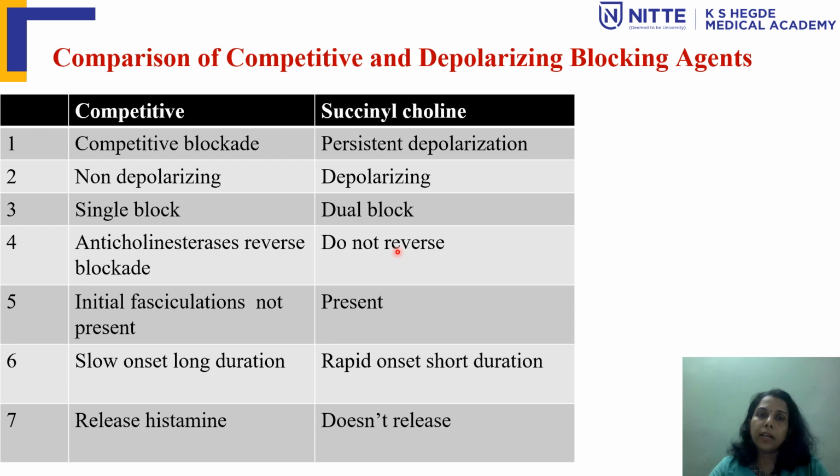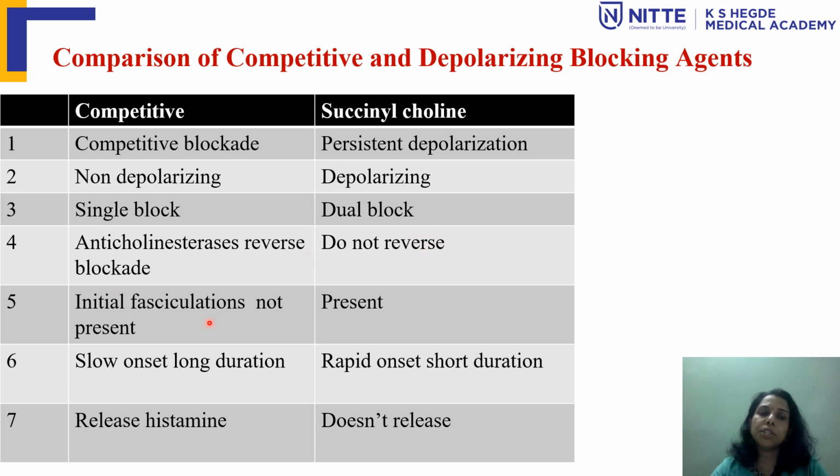Now the comparison: how do you compare and contrast the competitive and non-competitive blockers? One is the non-depolarizing blocker, the other is a depolarizing blocker. Here the antagonism or blockade is competitive, whereas there it is non-competitive, with persistent depolarization. Here it is only a single block, there is a phase 1 and phase 2 block. You can reverse the blockade by anticholinesterase, by giving neostigmine or pyridostigmine, but there you can't reverse the effect.